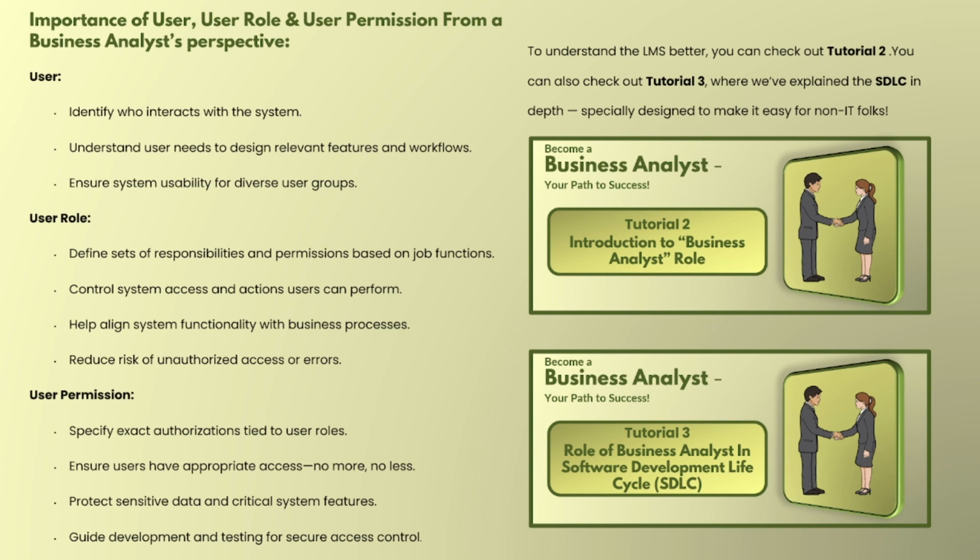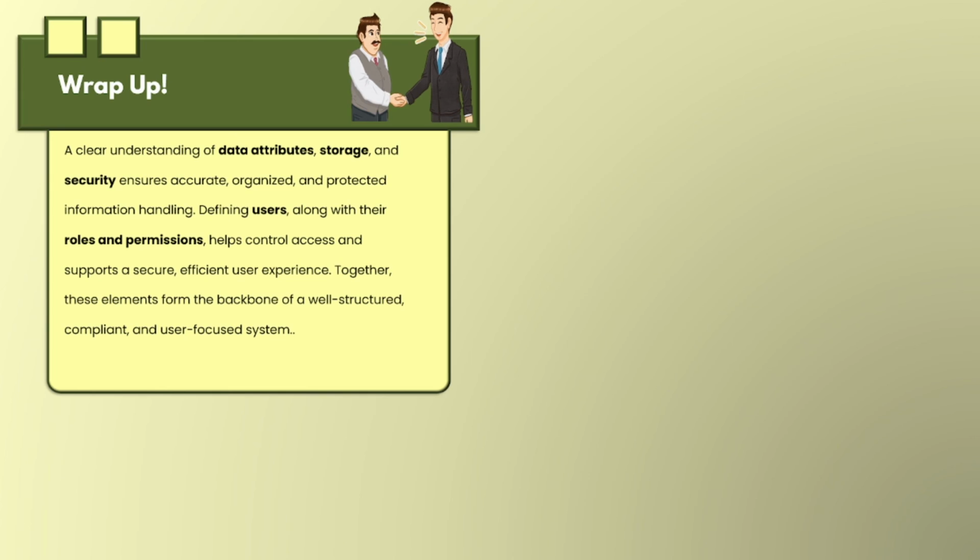We have already seen all these things in detail, but I'm just compiling all three, user, user role and user permission, on a single screen. With this, I can say that we now have enough understanding of data requirements, users and user permissions. Now let's conclude this topic.